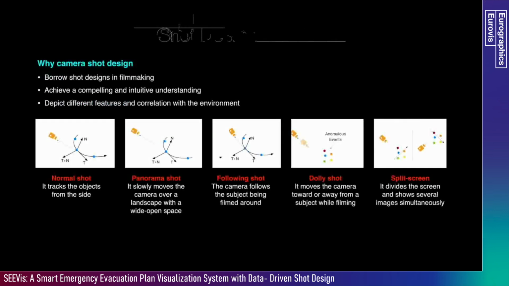The third step is to design different shots and deliver different events. We borrow shot design in filmmaking to achieve a compelling and intuitive understanding. For example, normal shot tracks the objects from the side. Dolly shot moves the camera towards or away from a subject while filming, and the split screen divides the screen and shows several images simultaneously.